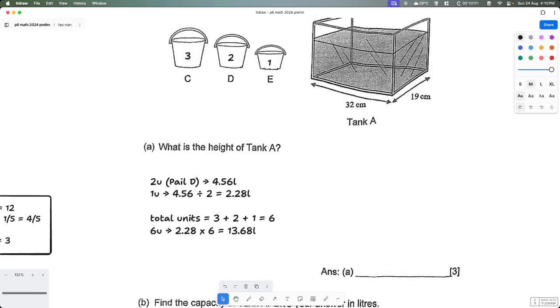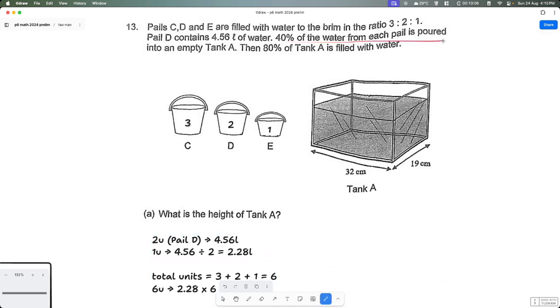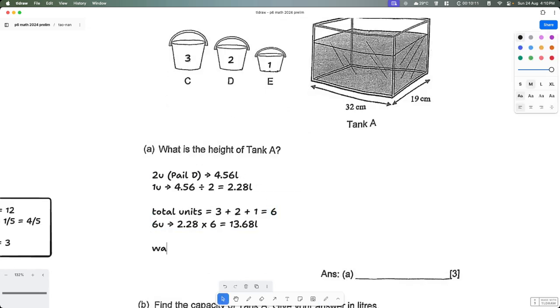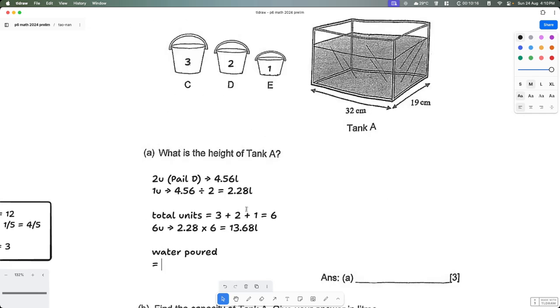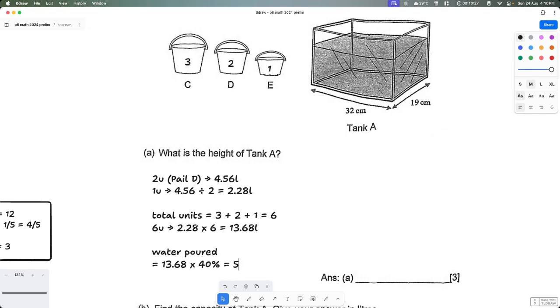So we see over here that the total is 13.68 liters for all of this. It says 40% of water from each pail is poured into the empty tank. So water poured is 13.68 times 40%, which is equal to 5.472 liters. If we convert this into centimeter cube, it is 5,472 centimeter cube.